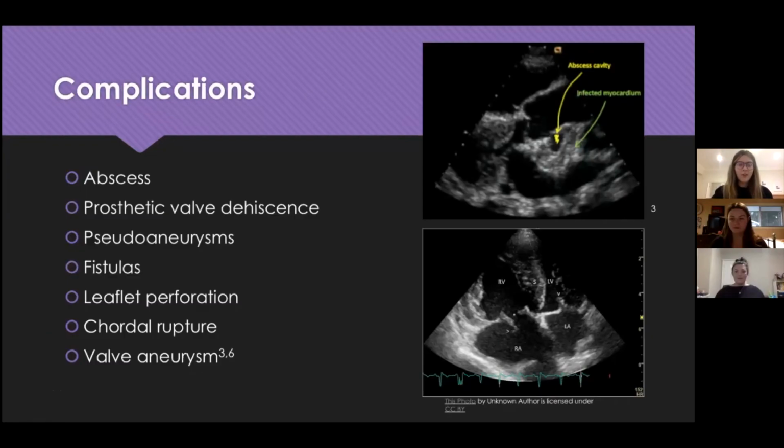There are a few complications that can arise as a result of infective endocarditis. The first being an abscess, which is shown on the top photo there. Other complications include prosthetic valve dehiscence, pseudoaneurysms, fistula, leaflet perforation, chordal rupture, which is seen in the bottom image, and also valve aneurysm.